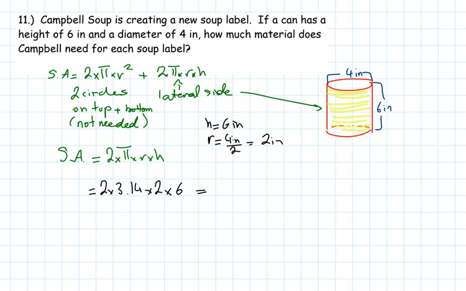So that would be 4 times 6, 24, and 24 times 3.14 is 75.36. That is our surface area, which means it is in inches squared. That's it.